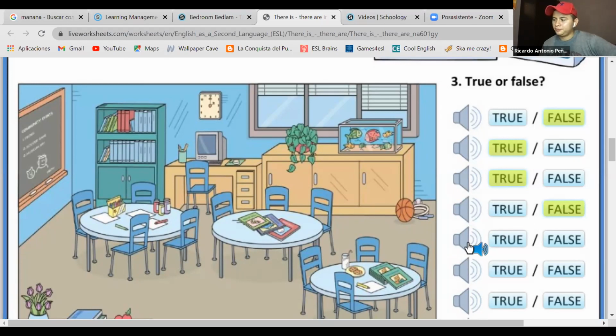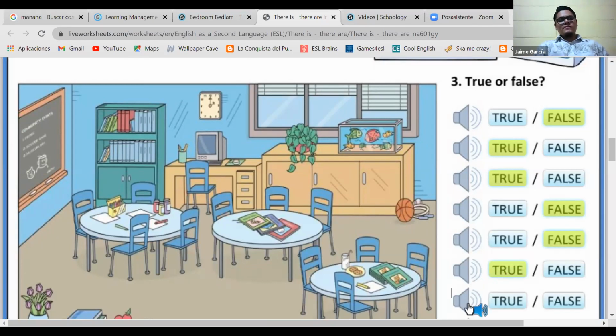There are 5 children in the classroom. False. Okay. How many children are there in the classroom? There aren't any children. Okay, there aren't, because children is plural. All right, so it's false. There is a computer in the classroom. True. What did you hear? One computer. Okay, 1 computer in the classroom.